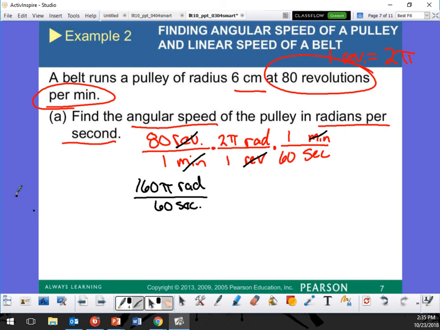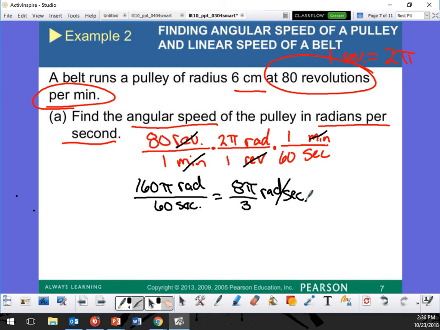Can I reduce that now? Yeah, I could reduce that. Go ahead, reduce those, please. Don't put in the pi. Just do the fraction. It's 160 over 60. 10 over 6. No, isn't it 8 over 3? 8 over 3. It is 8 over 3. So this is going to give me 8 pi over 3 radians per second.